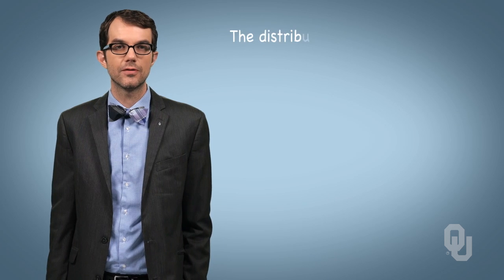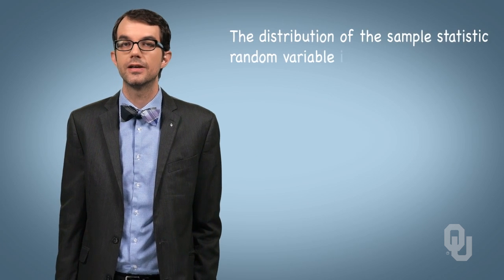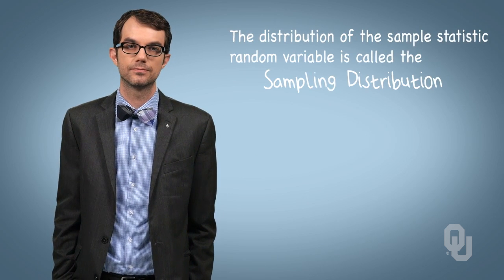As it turns out, the sample statistic is a random variable itself. A random variable can take on several realizations, each with a likelihood of occurring. And that's what we see with, for example, a sample mean. Depending on how the sample was taken, we could have several different realizations of the sample mean. Some of those realizations are more frequent than others, hence a likelihood of occurring for each one. The distribution of the sample statistic random variable is called the sampling distribution.